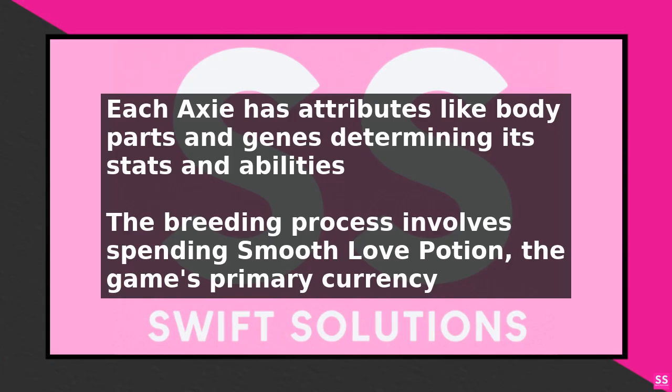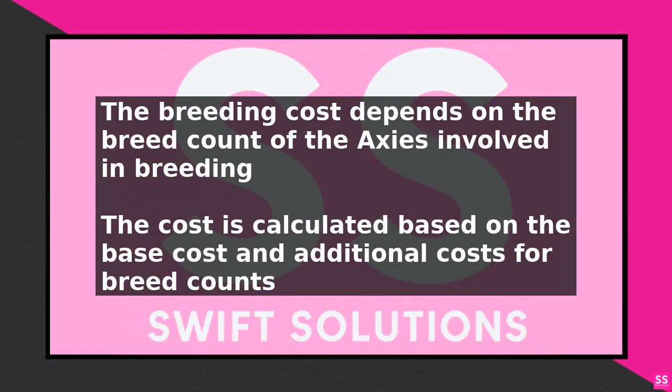To calculate the breeding cost, you need to consider the breed count of both parent Axies. The breeding cost is calculated as follows. The base cost is 100 SLP, and an additional 100 SLP is added for each breed count of the parent Axies, up to a maximum of 2100 SLP. For example, if you are breeding two Axies with breed counts of 3 and 4, the total breeding cost would be 100 plus 100 plus 100 plus 100 plus 100 plus 100 plus 100, which equals 700 SLP.